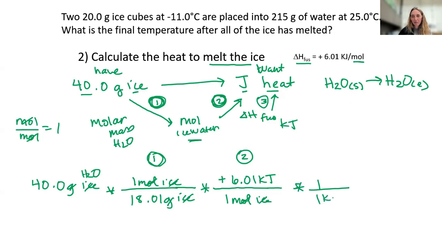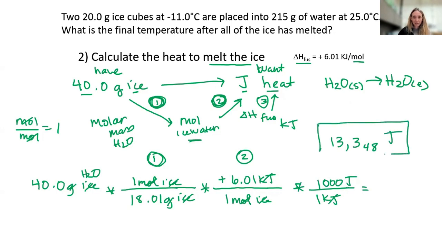So I know that 1 kilojoule equals 1,000 joules. And now I can cancel my kilojoules. My answer is going to be in joules, and I get 13,348 joules. Okay, so this number right here is how much heat it takes to melt the ice. So Q to melt the ice.